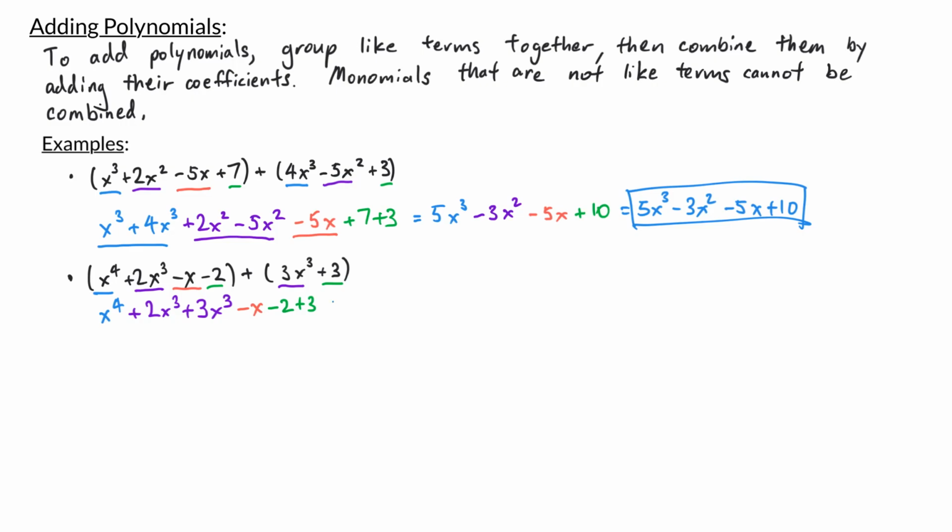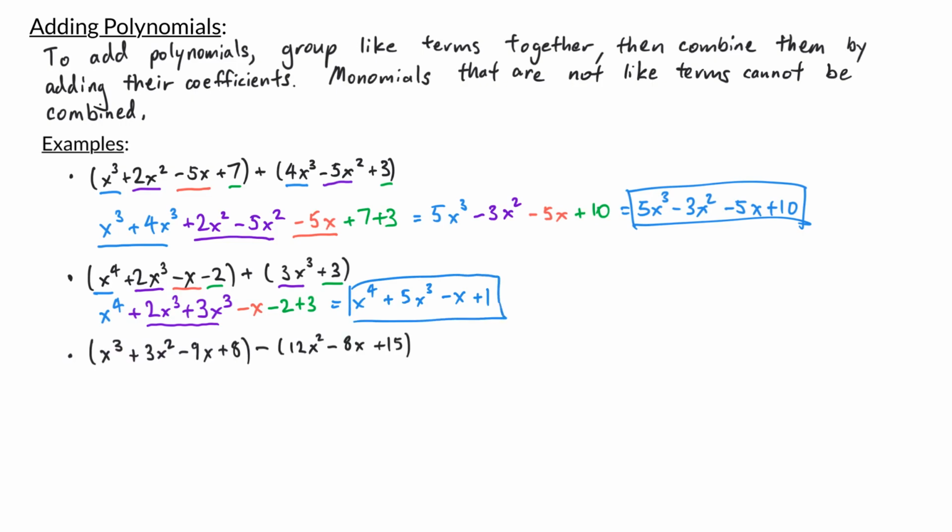Now, combining the like terms, we have x to the fourth. Next, the 2x cubed and the 3x cubed can be combined together, and all we have to do is combine their coefficients. Add 2 and 3 together, we get 5, so we have 5x cubed. Then we have minus x, and then lastly, negative 2 plus 3 gives me positive 1. So that's our answer.